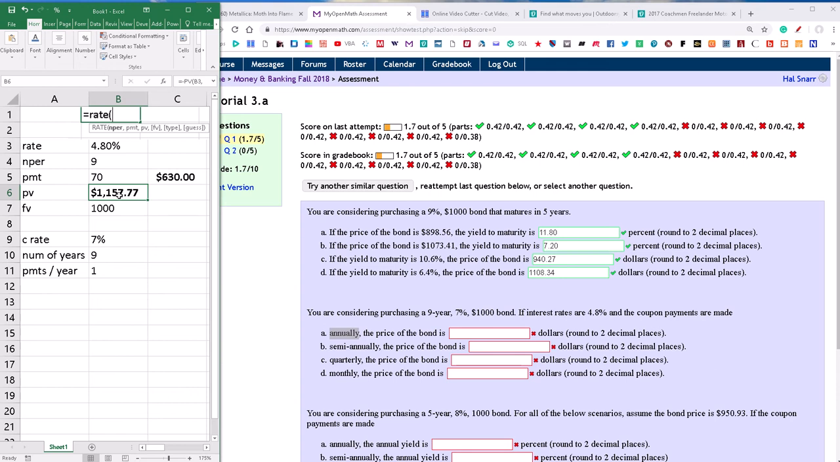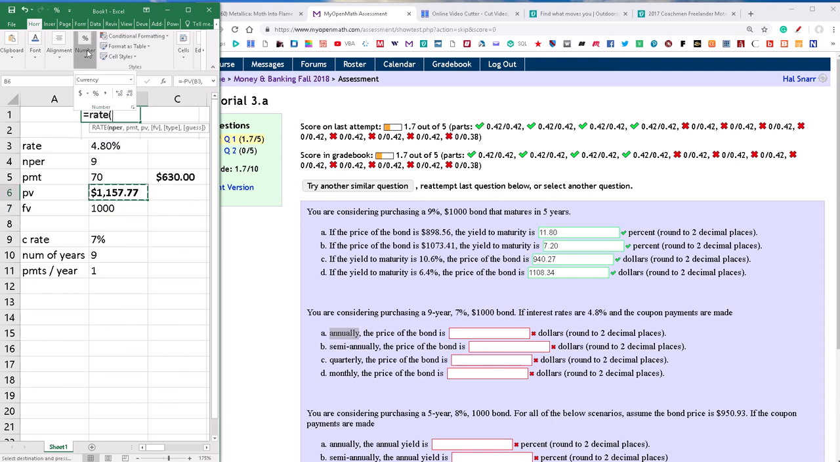So let's go back to our present value calculation. Remember, the present value is the price because we want to know the present value of these 9 annual payments and the face value payment. So the price is the present value. Again, remember we made it negative, right? The first thing is the rate, in this case the annual percentage interest rate. The next thing is the number of periods. 9 times 1 is 9. And then the payment is 70. That's the annual payment. And then the future value is 1,000. So we hit enter, and we get that price.